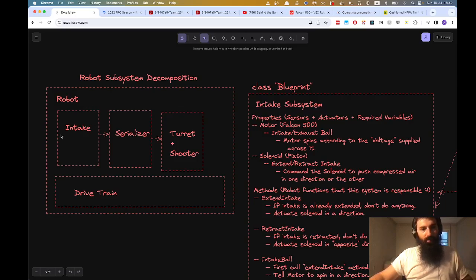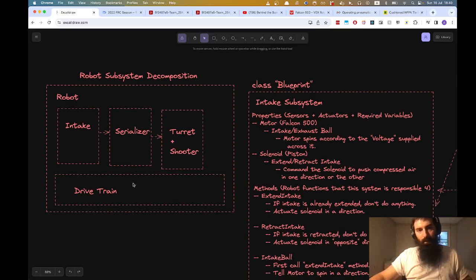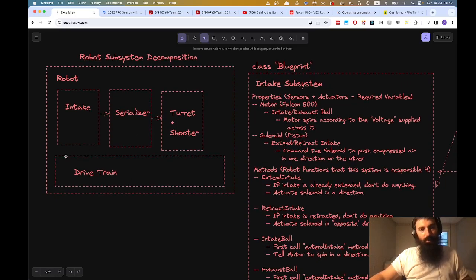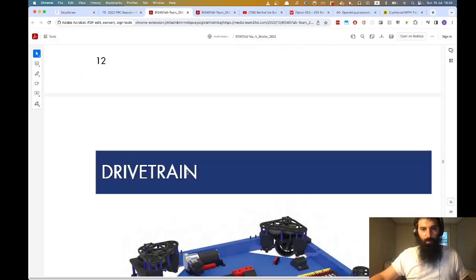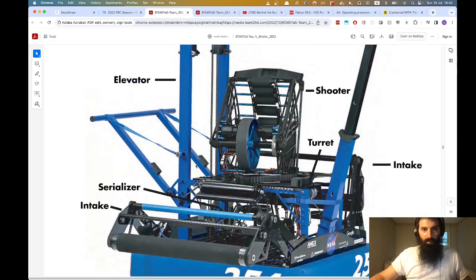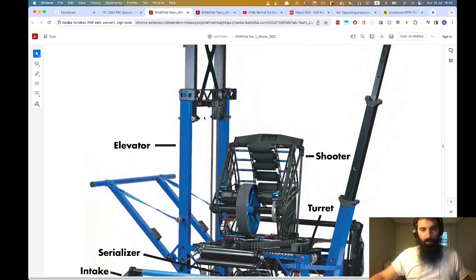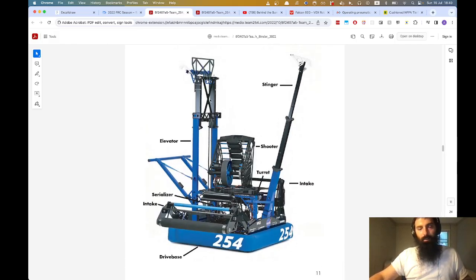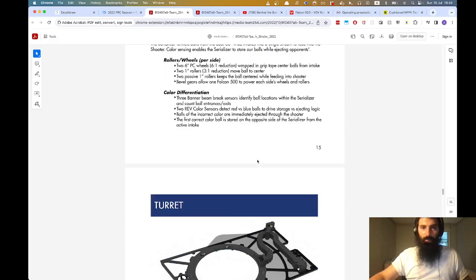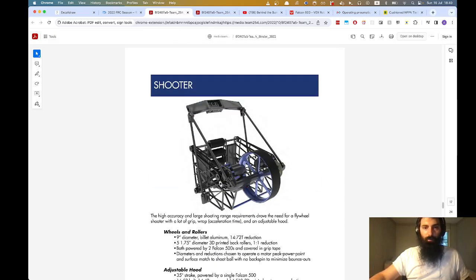I know that we were looking at this subsystem decomposition, and we first designed the intake. I am going to skip the serializer, the turret, and shooter for now. And what I'm going to do is focus on, for teaching purposes, the elevator, okay? Because there are some good lessons that we can learn from the elevator.